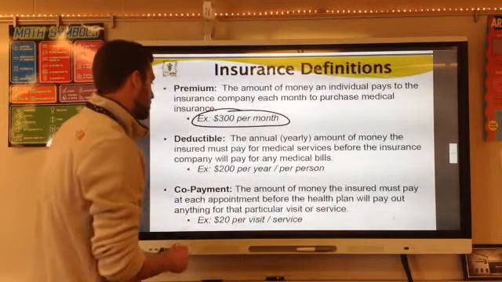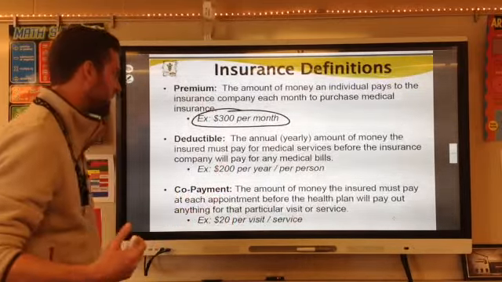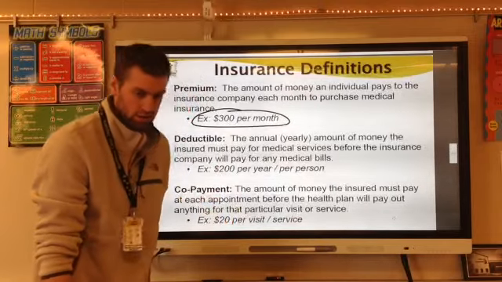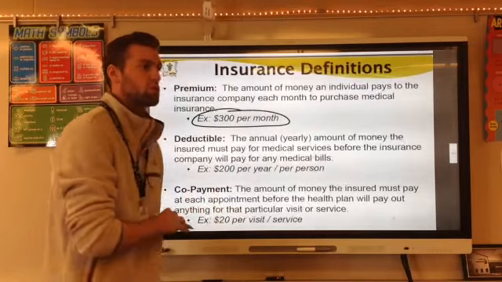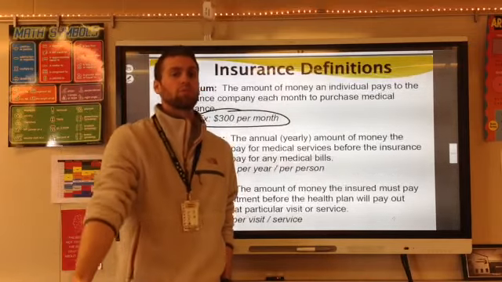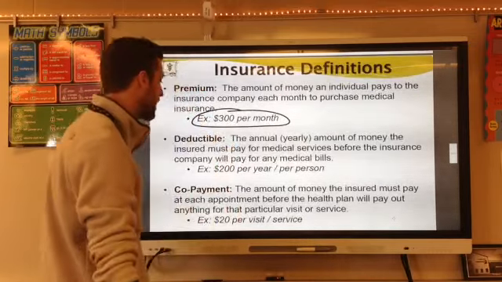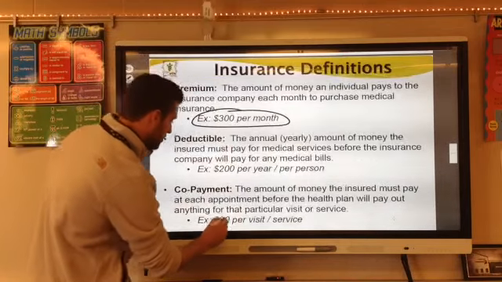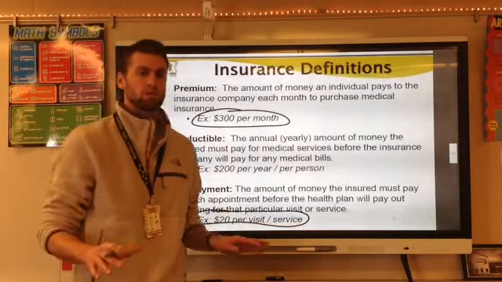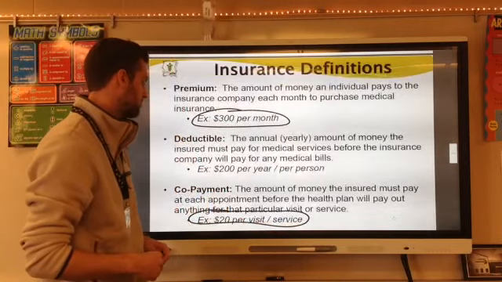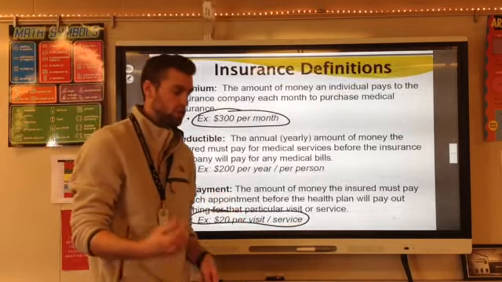The co-payment. It's the amount of money the insured must pay at each appointment. Okay? So you go in to get x-rays, you have to pay $50 no matter what, and then insurance will pick up the rest. That's a co-pay or a co-payment. Here the example is, you got to pay $20 no matter what at the service that you're getting. Per visit, you're paying $20. That's a co-pay.